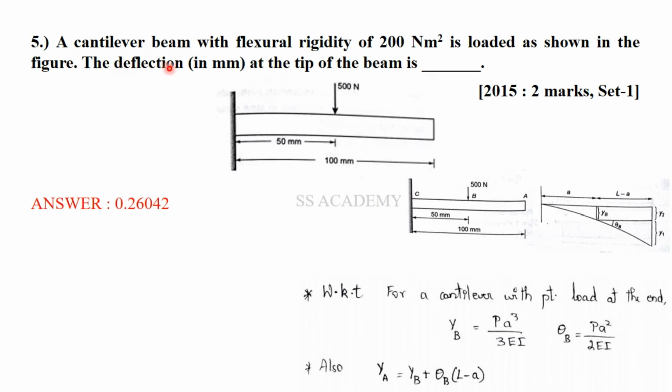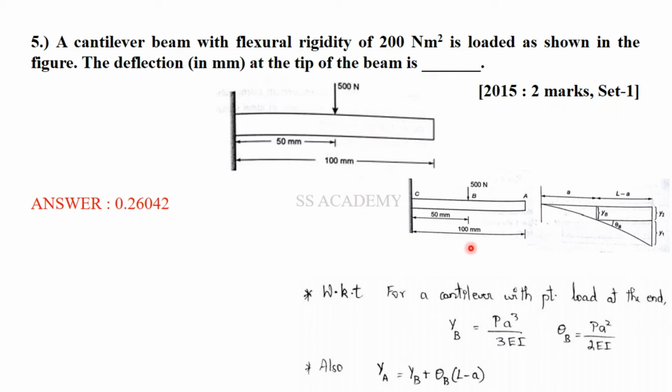A cantilever beam with flexural rigidity of 200 Newton meter square is loaded as shown in the figure. The deflection in mm at the tip of the beam is asked. They have asked at this point and they have given the load here, so Castigliano's theorem can't be used here. It is a 2015 set 1 question being asked for 2 marks.